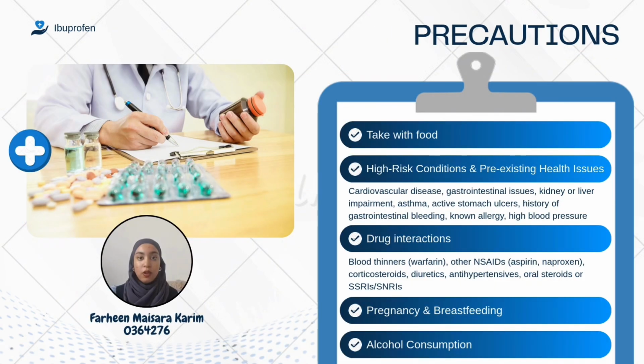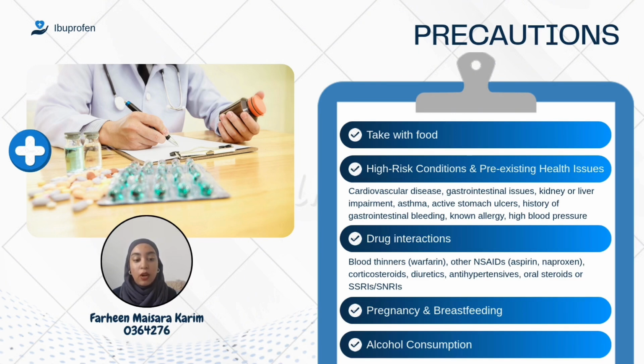Some precautions to be followed when on ibuprofen include taking it with food or milk, as it can help reduce stomach irritation and lower the risk of gastrointestinal issues. Consult a healthcare professional regarding high-risk conditions and pre-existing health issues such as cardiovascular disease, gastrointestinal issues, kidney or liver impairment, asthma, active stomach ulcers, history of gastrointestinal bleeding, known allergy, and high blood pressure. Only after consulting a healthcare professional should they avoid using ibuprofen or use it with caution.